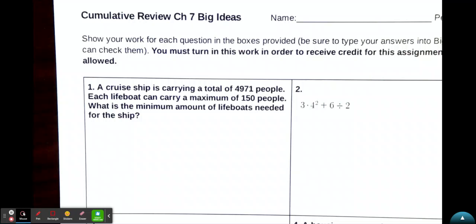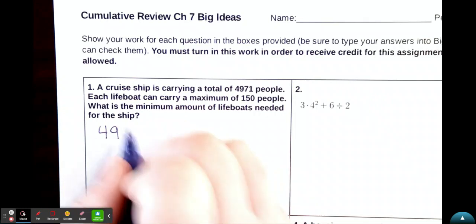All right, chapter 7 review. The first problem says a cruise ship is carrying a total of 4,971 people. Each lifeboat can carry a maximum of 150 people. What is the minimum amount of lifeboats needed for the ship? Okay, what are we going to do here, Bella? You need to divide by 150 so you can find out the number.